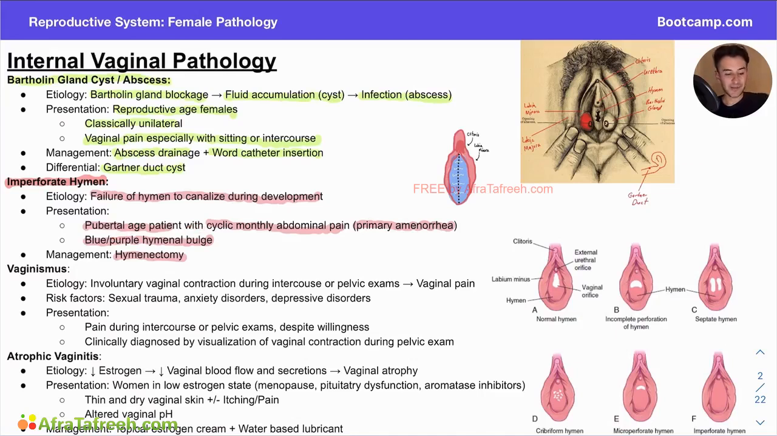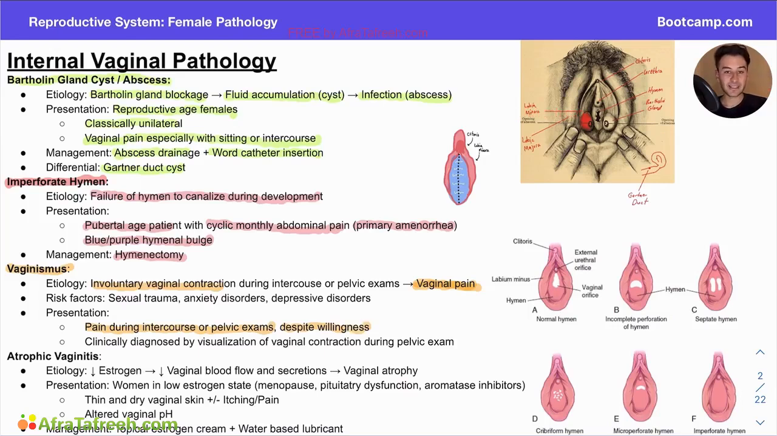Now let's move on to talking about vaginismus. And vaginismus is going to be involuntary contraction of our vaginal muscles, especially with insertion of something. So this could be insertion during intercourse, this could be tampon, this could be pelvic exam. And essentially we're going to have this involuntary contraction, and this is going to lead to vaginal pain. And this can be with insertion of anything, even during voluntary insertion. And so this is going to present as someone with pain during intercourse or pelvic exams despite willingness to have something inserted in the vaginal canal.